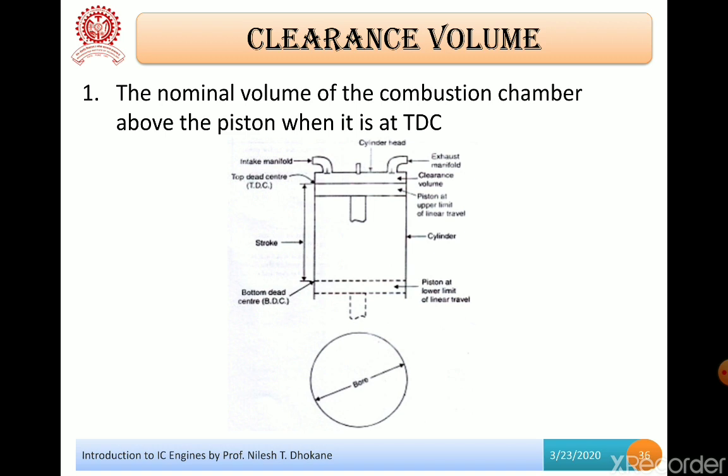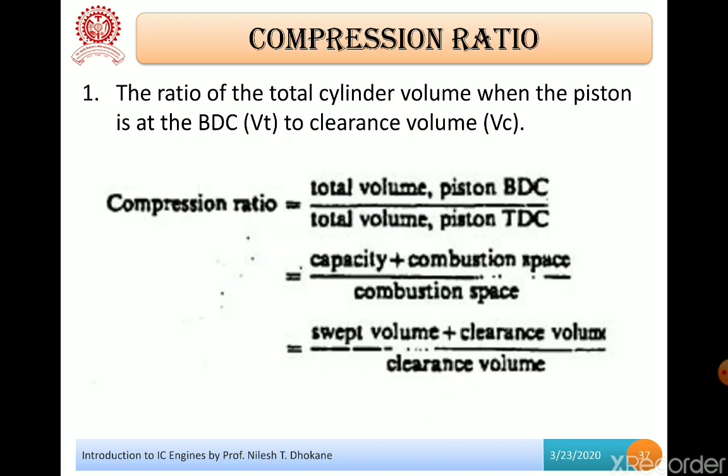Next and important is the compression ratio. It is nothing but the ratio of total cylinder volume to the clearance volume. Here you can see in the formula, compression ratio is equal to total volume upon clearance volume. The total volume is the volume in the cylinder when the piston is at bottom dead center. It can also be written as swept volume plus clearance volume upon clearance volume. It is nothing but the compression ratio.